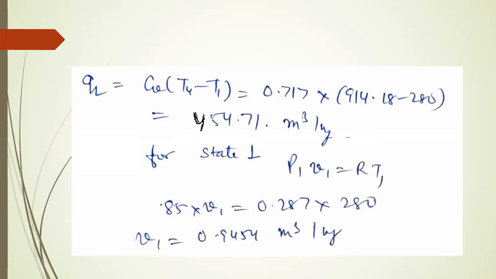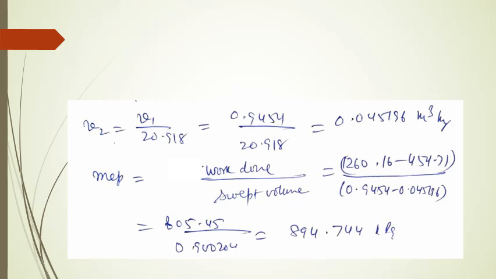Now for state 1, with the help of state equation, we can determine the value of V1 and that comes out to be 0.9454 meter cube per kg. Now V1 upon V2 is equal to R, the compression ratio. With this expression we can determine the value of V2, and that comes out to be 0.045196 meter cube per kg. Mean effective pressure, which is equal to work done upon swept volume, comes out to be 894.744 kilopascal.